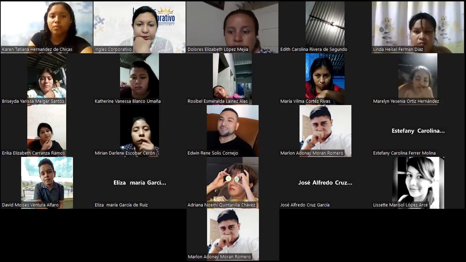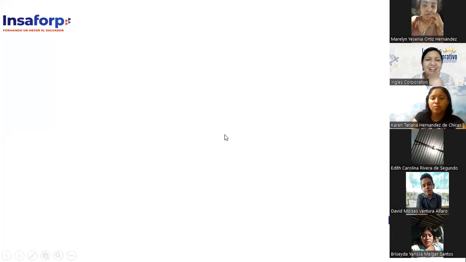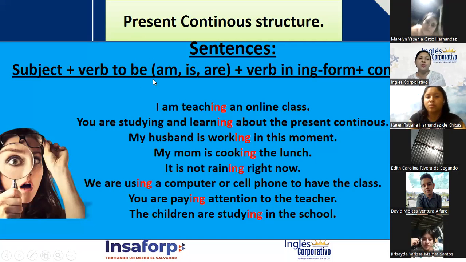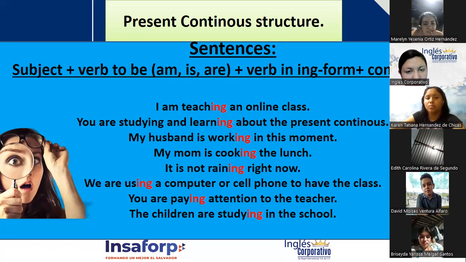Good. So, don't worry. Okay, in this slide, you can see more examples, right? We have subject, verb to be, the verb in ing, and complement. A ver, ¿quién me lee los ejemplos? Who can read the example? I'm teaching an online class. You're studying and learning about the present continuous.